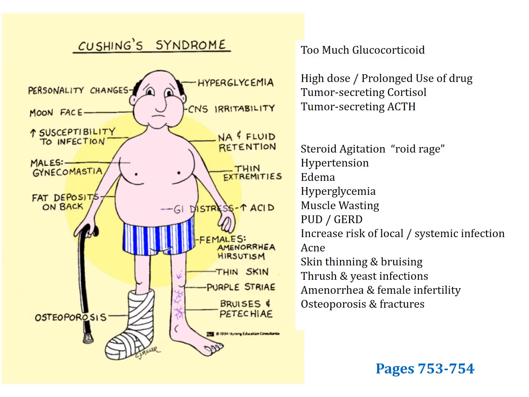Agitation, hypertension, edema, elevated blood sugar, muscle wasting, increased risk of peptic ulcer disease and ulcers, increased risk of infection, acne, skin thinning, bruising, increased thrush and yeast infection. In women, loss of menstruation and inability to conceive a pregnancy. And in both women and men, osteoporosis and increased risk of fractures, all characteristic findings of Cushing's.